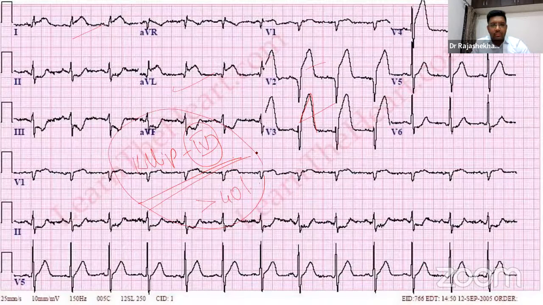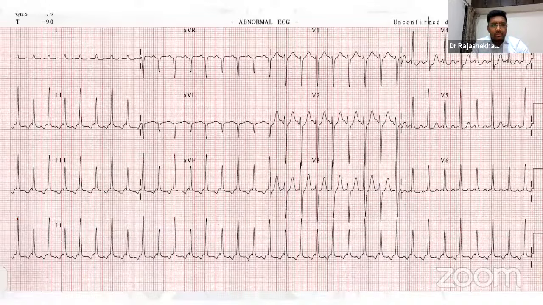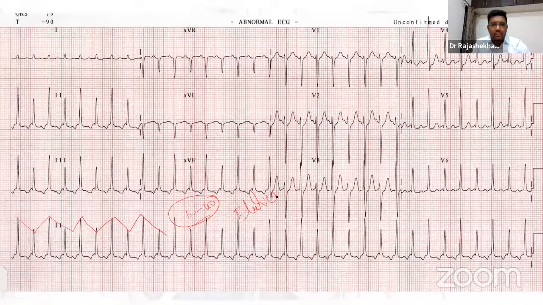Around 150 to 160. And if you see, there is a beat-to-beat variation. One large beat, one small beat, one large beat, one small beat, one large beat, one small beat. So this is called electrical alternans. Electrical alternans is a feature of massive pericardial effusion or cardiac tamponade.